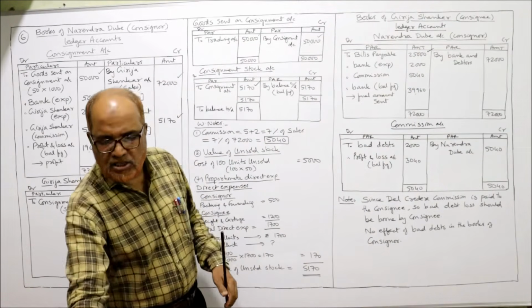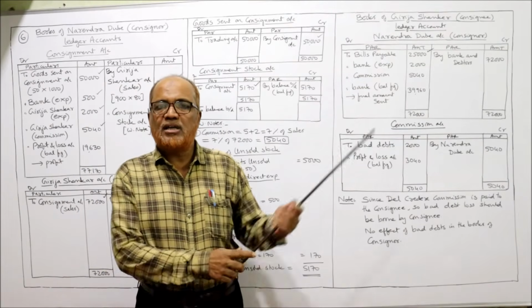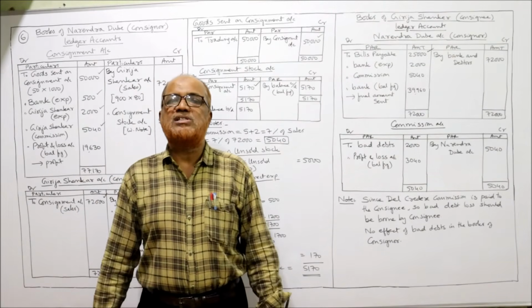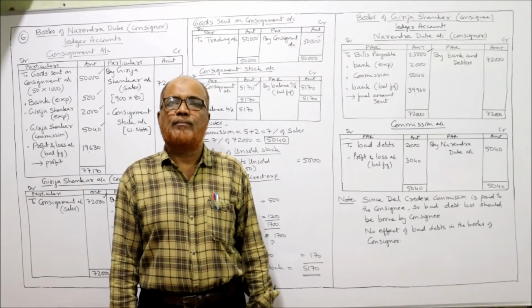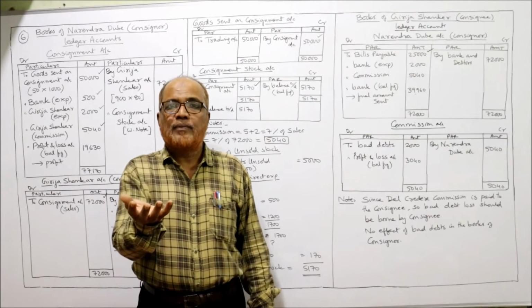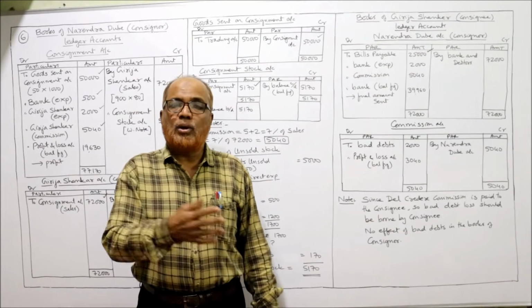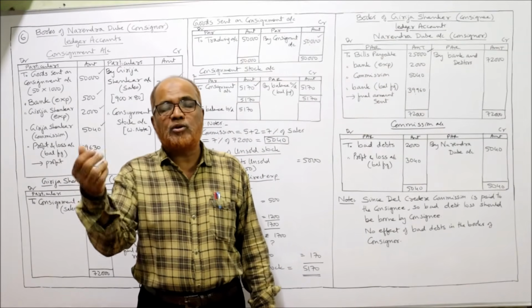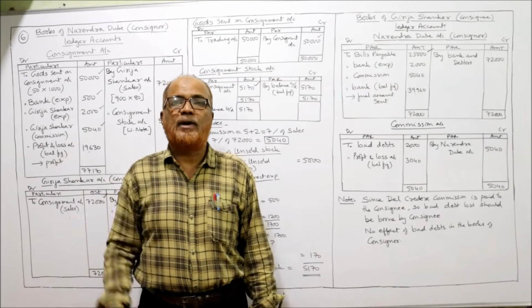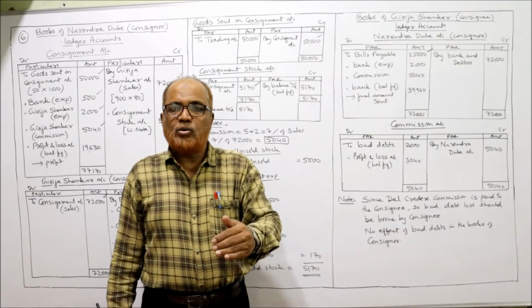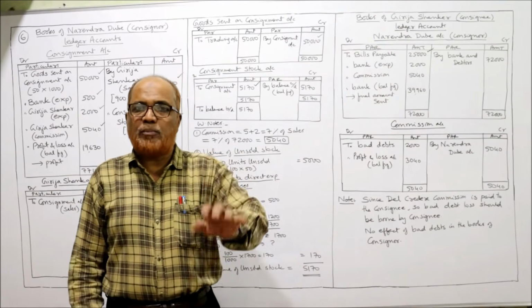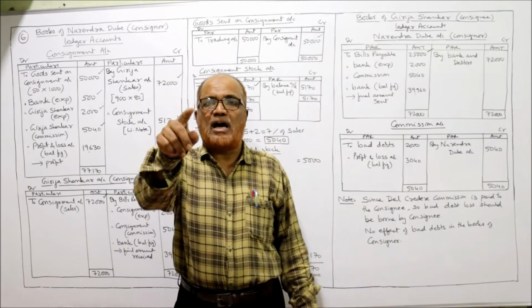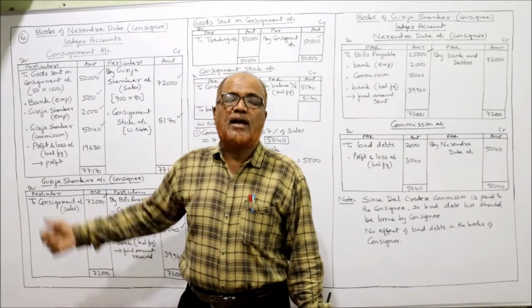Second entry. He sold the goods. Girija Shankar has sold the goods for 72,000 rupees. So he got the money, so he will debit bank. The bank account debtor to whom it is to be paid? It is to be paid to Narendra Dubey. He got 72,000, but this 72,000 does not belong to Girija Shankar. It is the amount which is to be paid to Narendra Dubey.